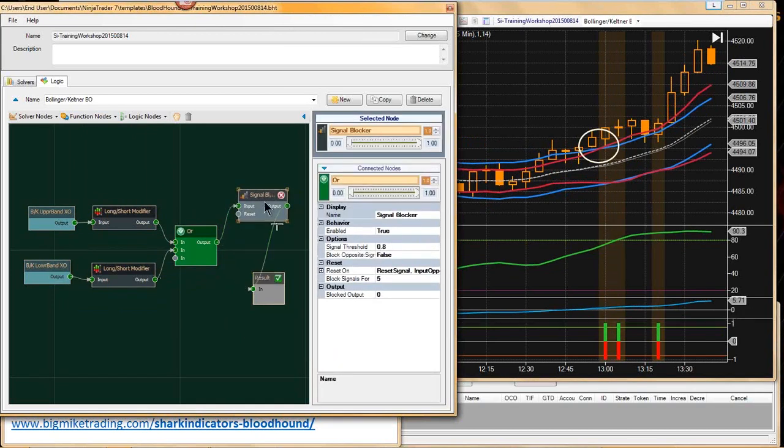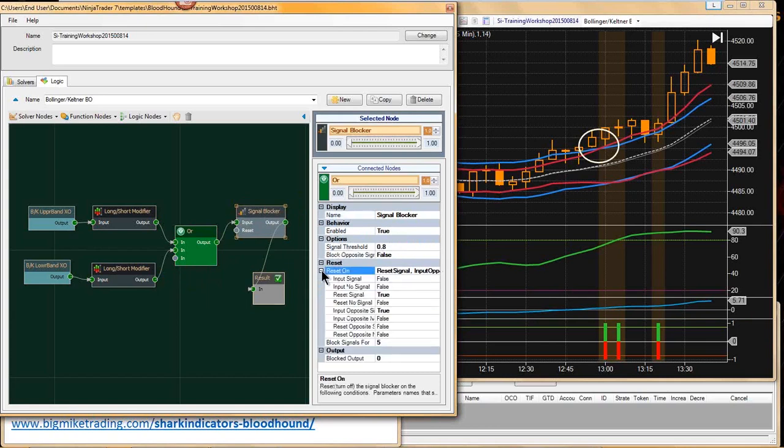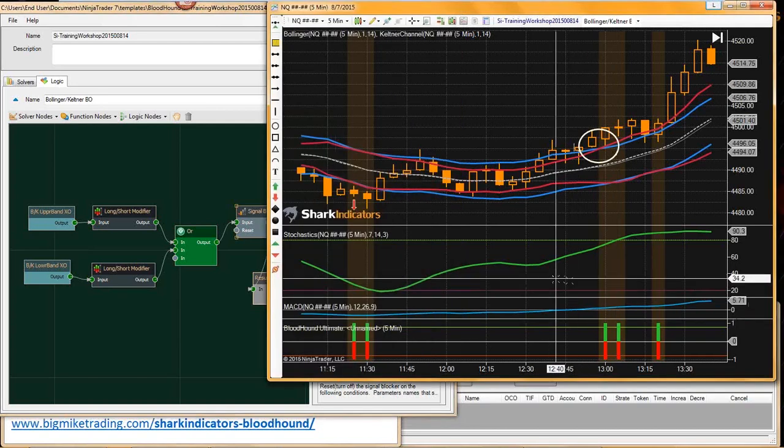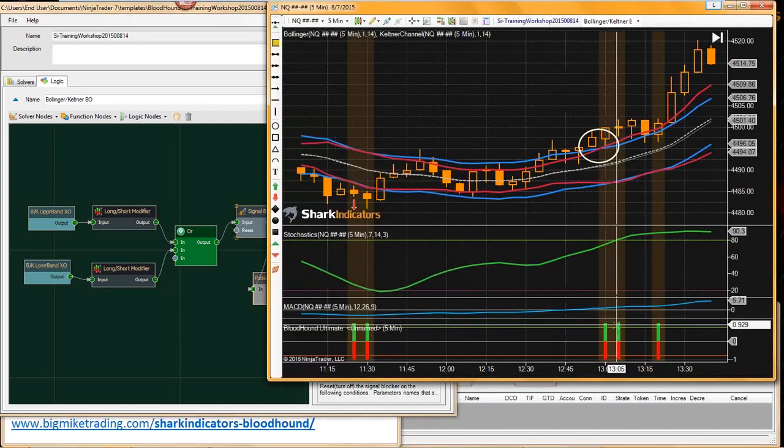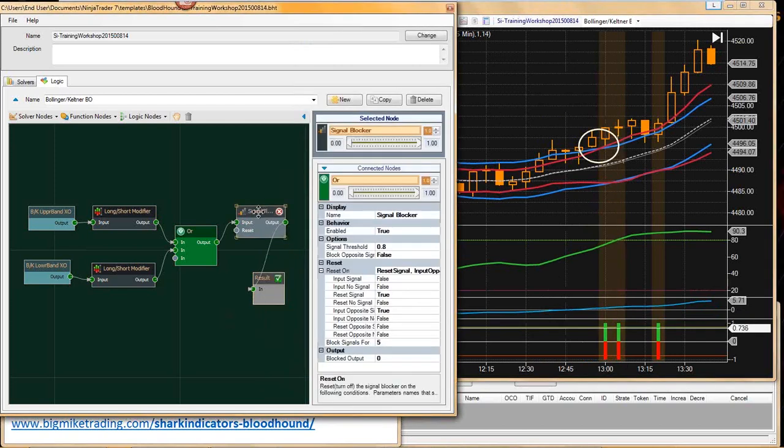Connect that in like that, and let's see, I don't need any resets. This is a pretty simple use of the signal blocker. So I just need to block just the second signal if it ever happens.